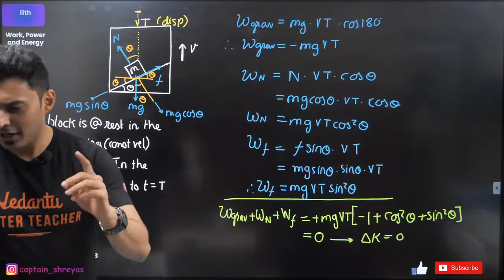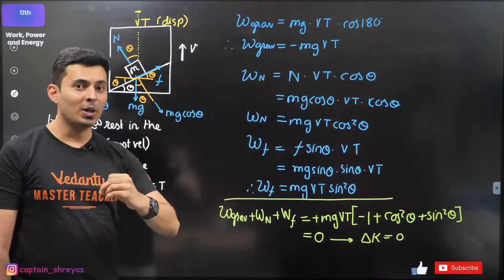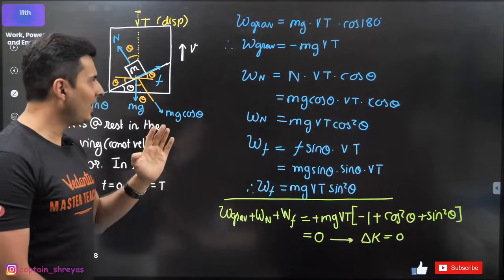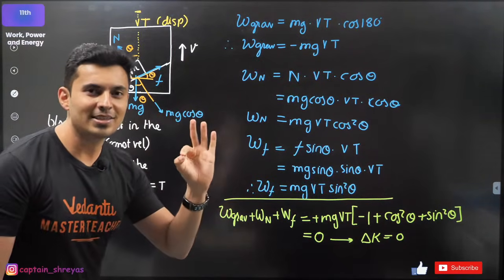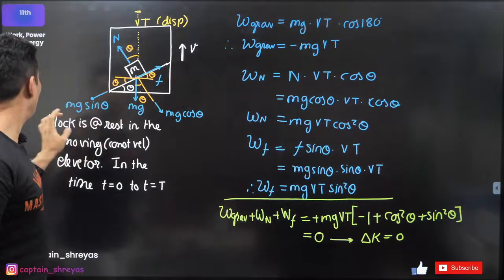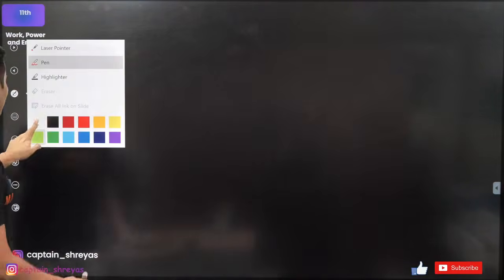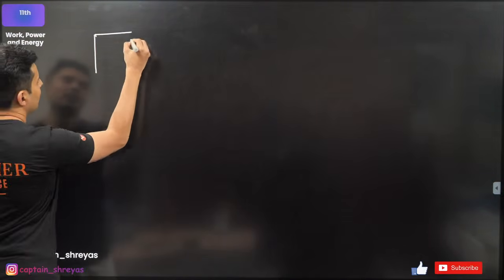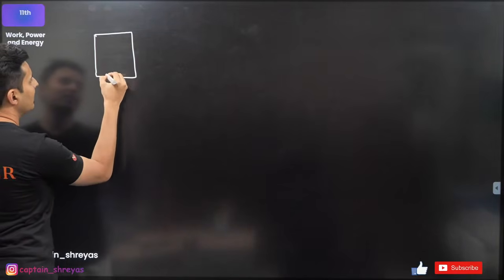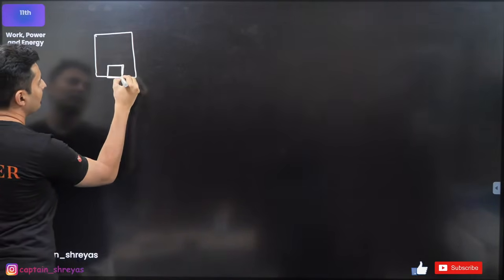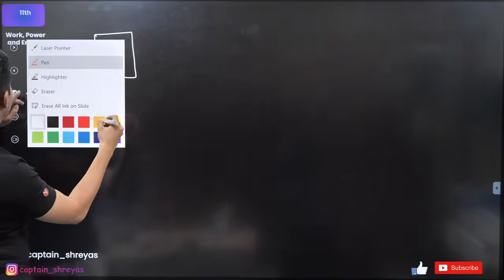Now, I think Kalyan also asked some doubt. Sir, what about pseudo force? In fact, what will happen if there is an additional pseudo force? What if the velocity is not constant? What if, for example, let me make it a little bit simpler over here. Or let me just keep it as it is.